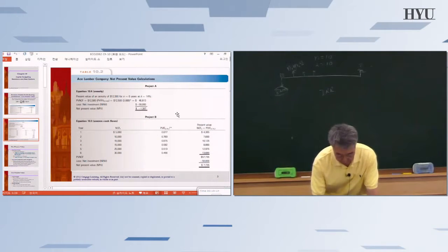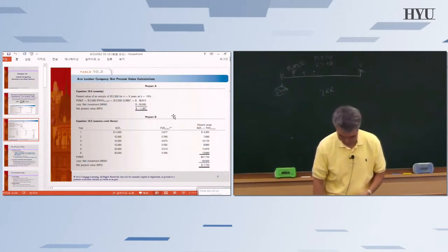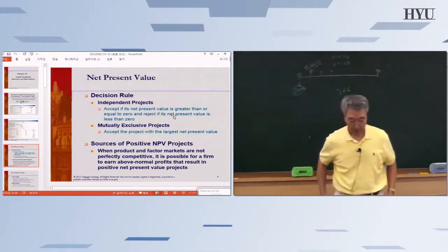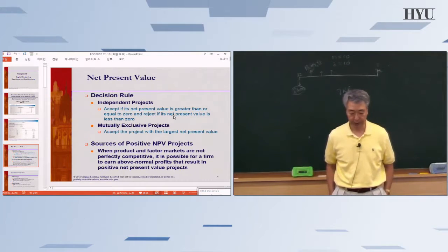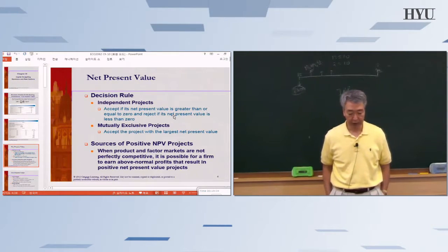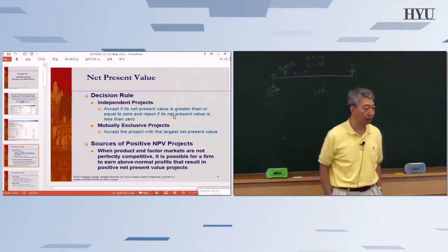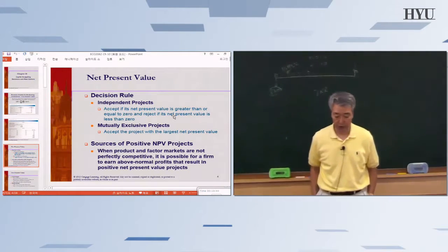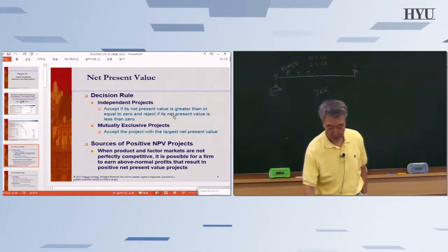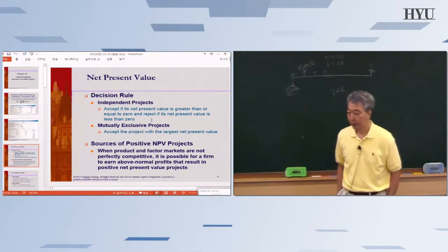Okay. So that's the idea of net present value, and that's how you calculate the net present value. And then once you calculate the net present value, how do you use it to make the decision? Okay? If you're dealing with independent projects, when you have multiple alternatives, and suppose they are all independent, right? Then you can choose all the projects that has positive net present value, greater than or equal to 0.